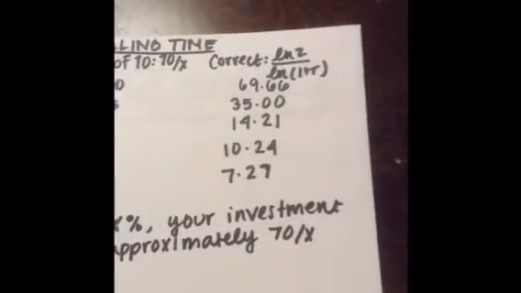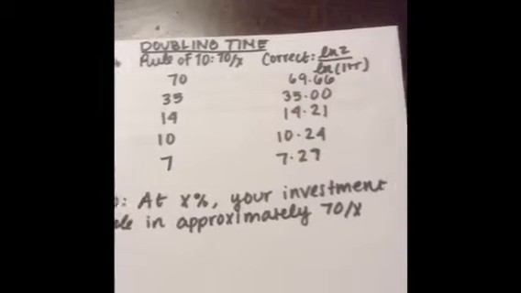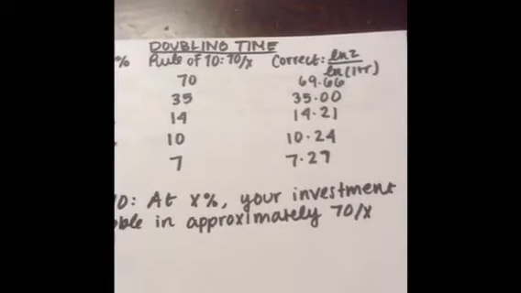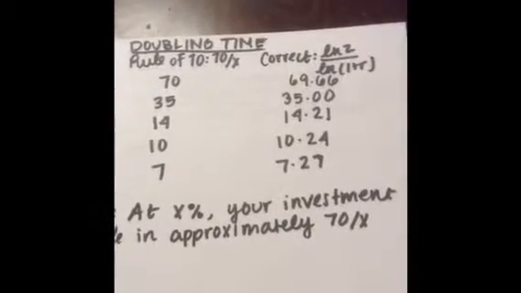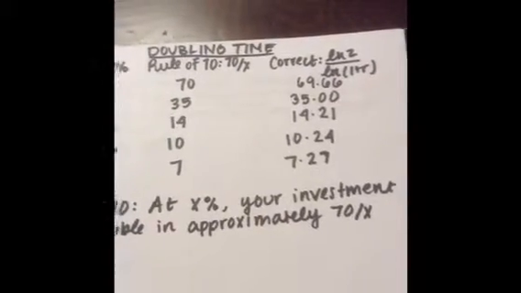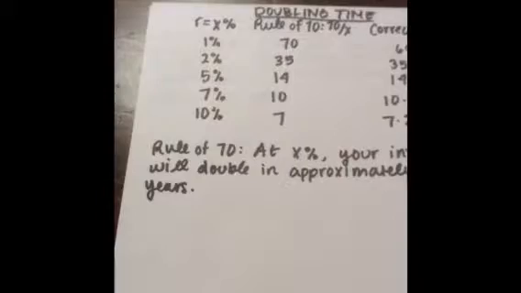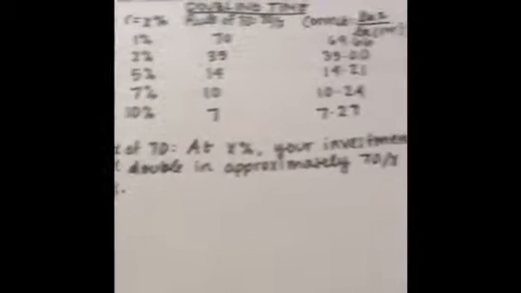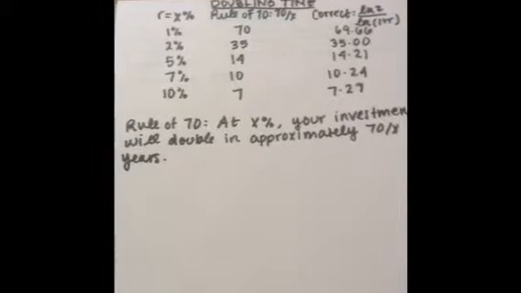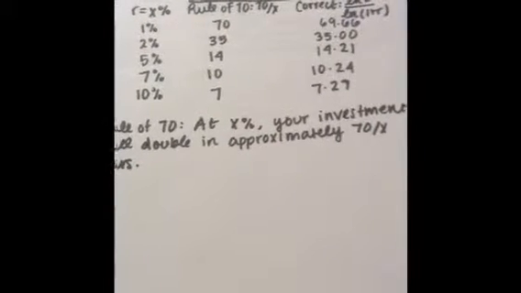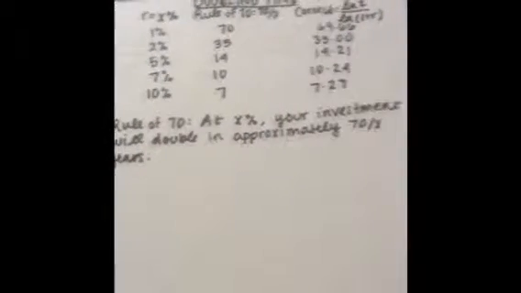If we look at the ln equation, which is the exact amount, they almost identically match the rule of 70, which we made by expanding ln of 1 plus r into a Maclaurin series. So we get the rule of 70. At x%, your investment will double in approximately 70 over x years. Calculus, an infinite series, helped us to determine this.